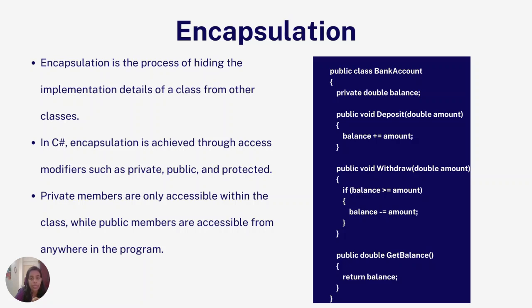As you can see on the right side, there is a small snippet. In that, a public class called BankAccount is declared, and a private variable balance is declared. So this balance cannot be accessed outside of this class. And there are three methods: deposit, withdraw, and get balance. This balance is accessible inside these three methods, but it cannot be accessed outside. That is called encapsulation, so that we can wrap up all the things in a single form.